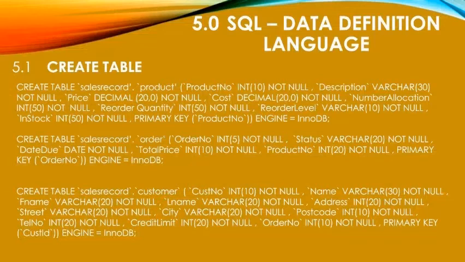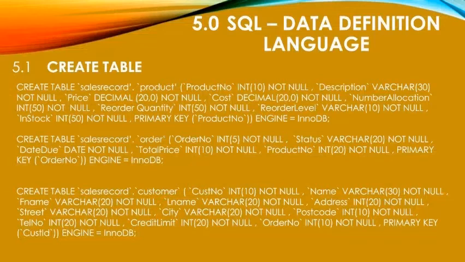Okay, here we have create table. Here create table, sales record, product. For the create table, we have sales record, order number, which we use integer, not null, status, date due, total price, we use integer. Product number also we have used integer, and the primary key for this table is order number.